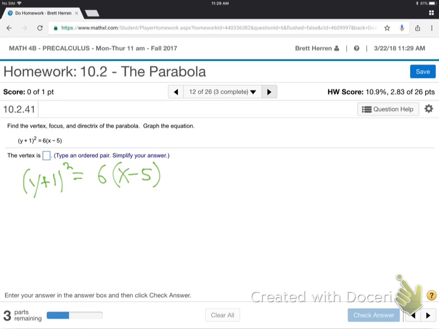(y + 1)² = 6x − 5. Okay, so they want us to graph it and find everything: the vertex, focus, directrix, whatever. Get the graph and get all the other stuff. So let's get the graph. So what do I have to do? There's like a trick I have to do.